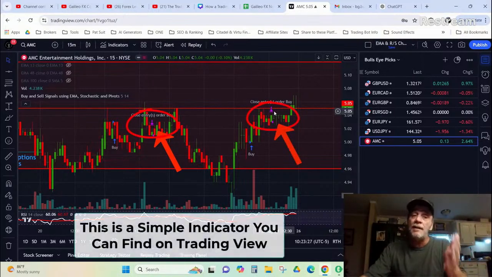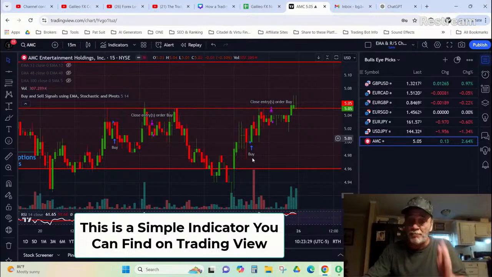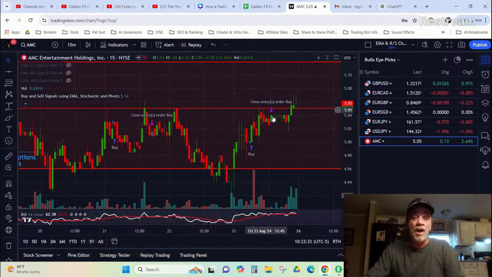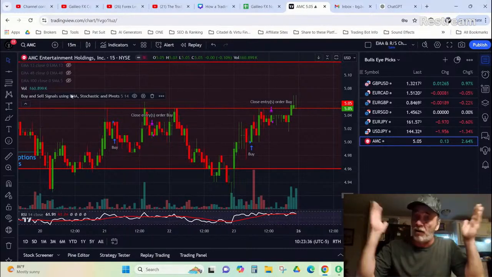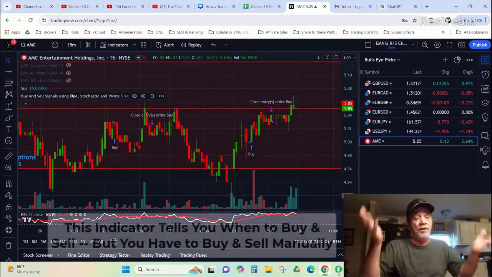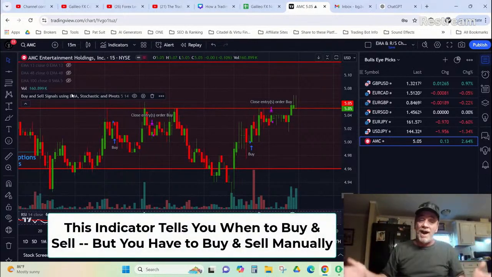How does it know to do that? How does it know to put the buy here and the sell there? It's using the EMA lines. So there's no thought process on your part. You only have to follow this indicator for buys and sells.